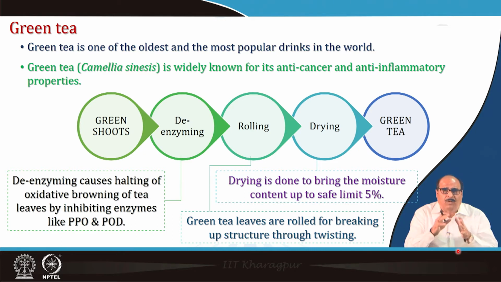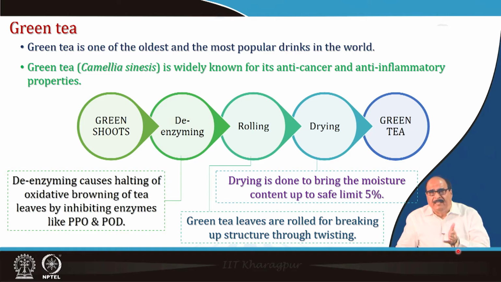Green tea leaves are rolled for breaking up the structure through twisting, etc. And this facilitates the drying and then finally the preparation of the brew.